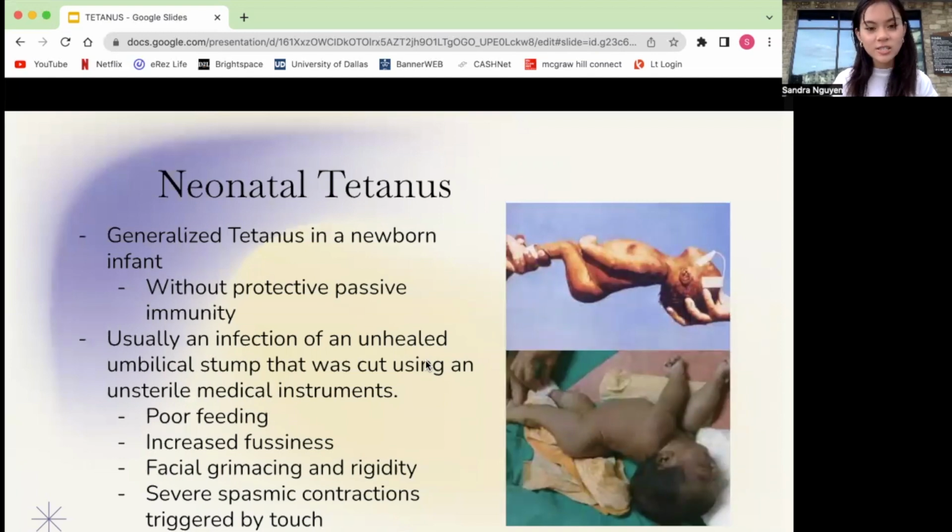Okay, so next going on to neonatal tetanus. Neonatal tetanus is just generalized tetanus, but in a newborn infant. And this is because if the mother is not vaccinated, then the baby will not have that protective passive immunity against tetanus. So this will usually start with an infection of the umbilical stump during delivery when it was cut with an unsterile medical instrument. And this will result in poor feeding, increased fussiness, facial grimacing, which is just like that involuntary smile, and rigidity, and then severe spasmic contractions that are triggered by touch or light or a breeze.